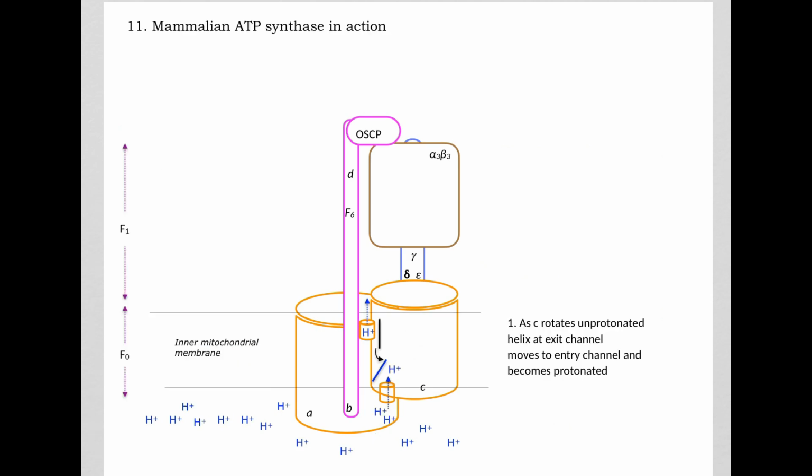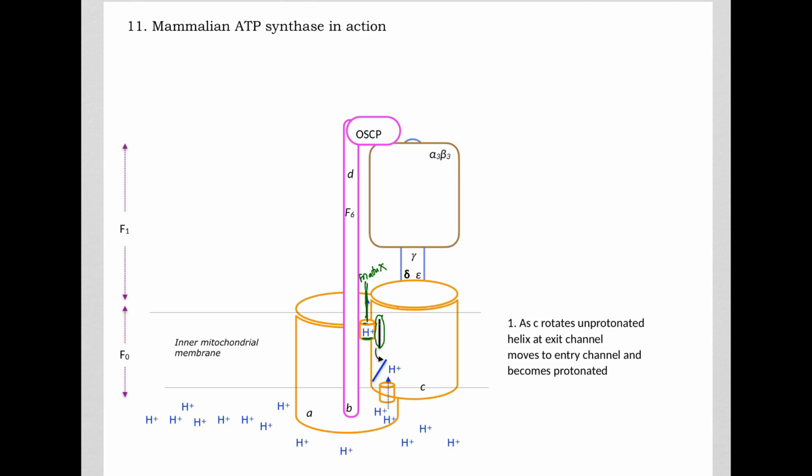Let's first focus around this area between the exit proton channel and the entry proton channel. So the story begins right here, in this region between the entry and the exit proton channels of the AC subunits. Here we have a helix, and this helix is next to the exit channel, and the exit channel is the channel that is facing the matrix.